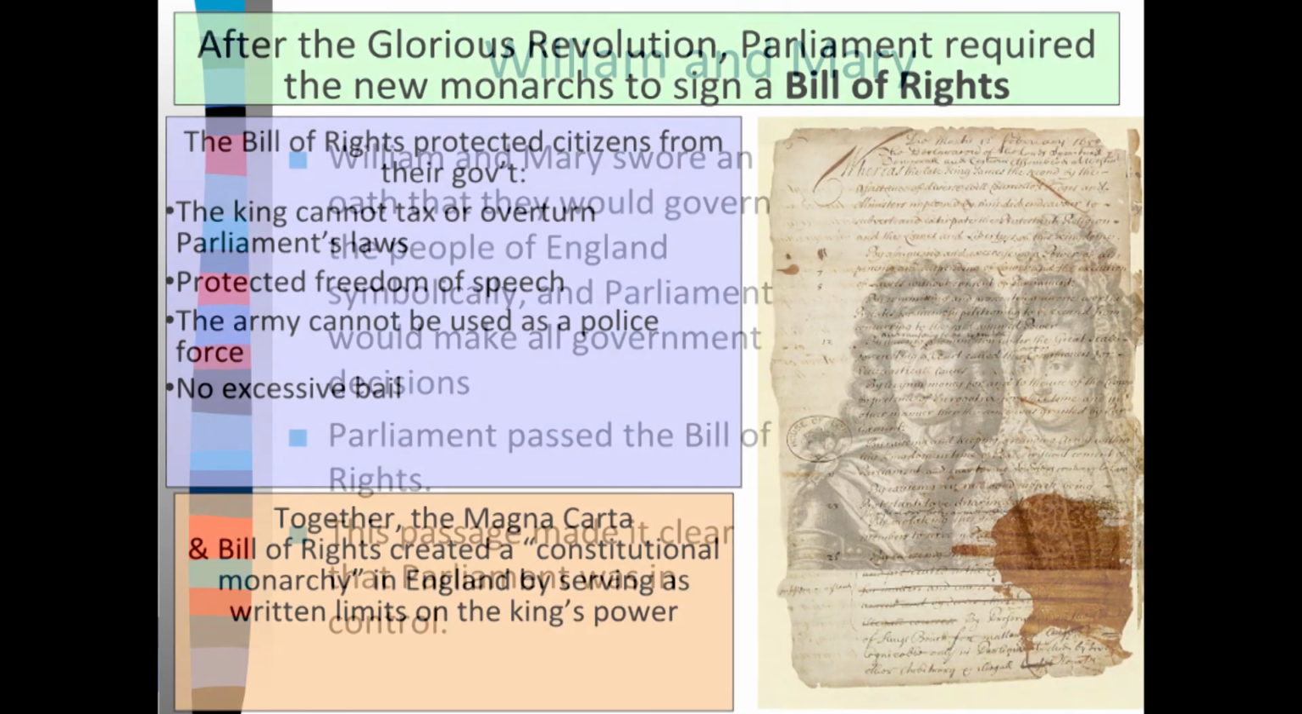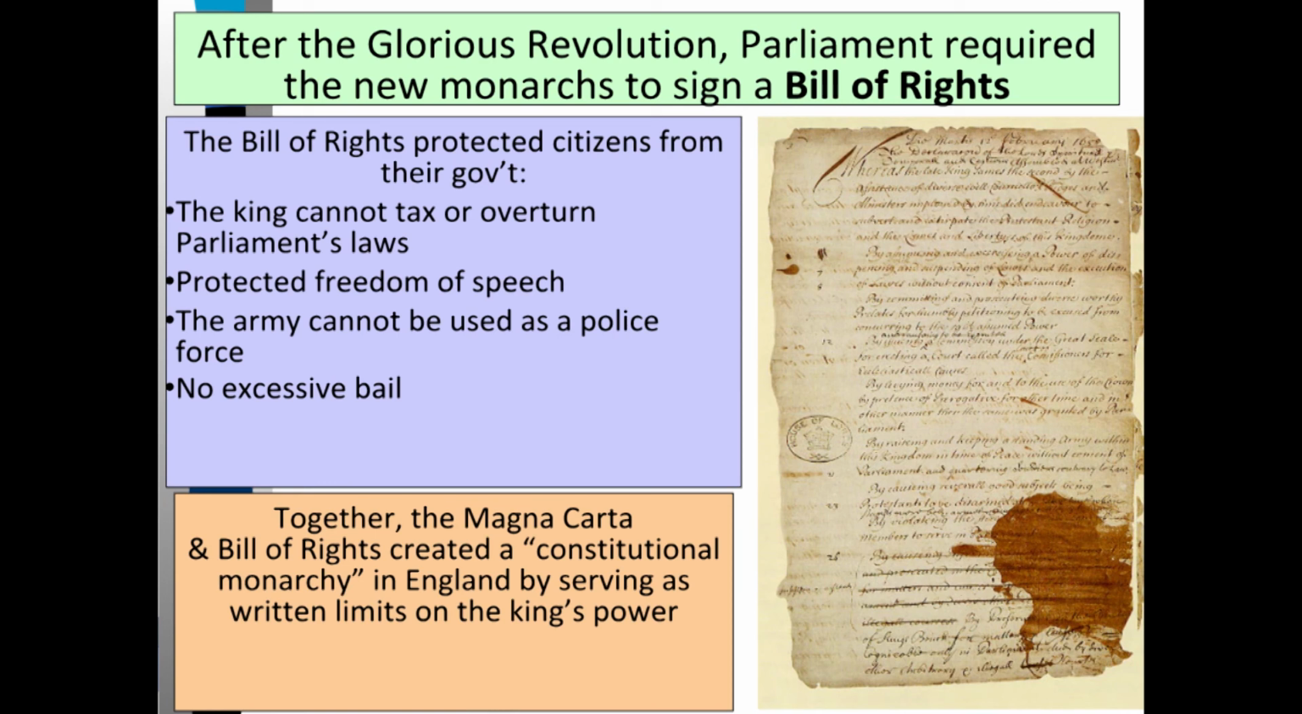Okay, so this Bill of Rights protects the rights of citizens from the government. So, for one, the King cannot tax or overturn Parliament laws. Whatever Parliament said, that's final. It protects their freedom of speech. People can speak out in England if they don't like something, like today with Brexit, for instance. The army can't be used as a police force. And then you don't have excessive bail. So, like, you don't have to have a lot of money to get bailed out.